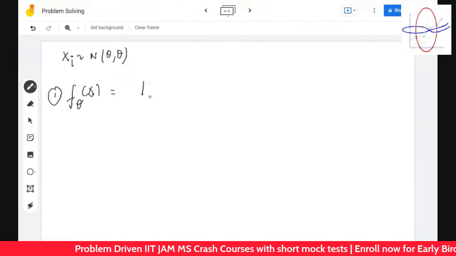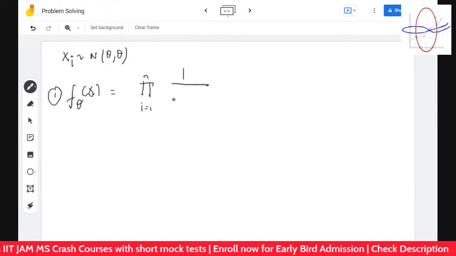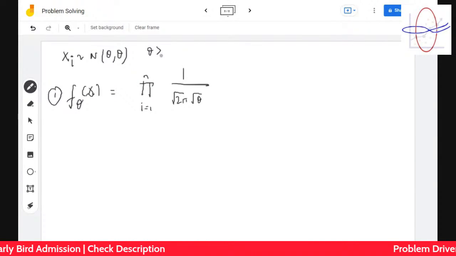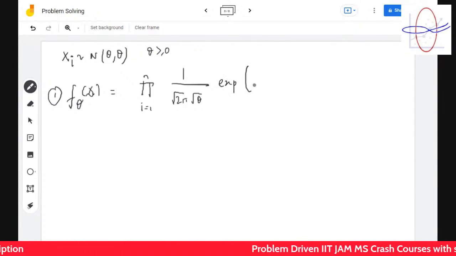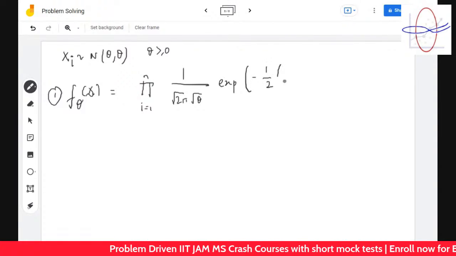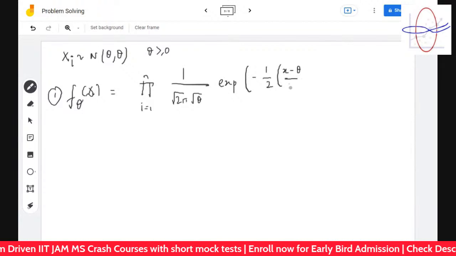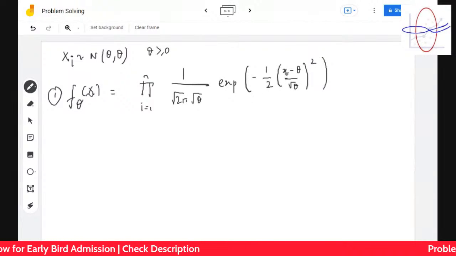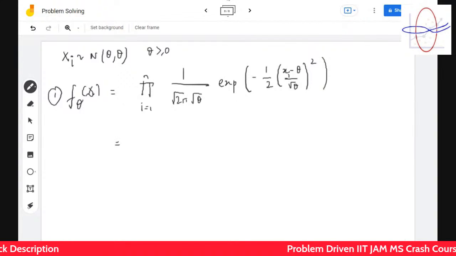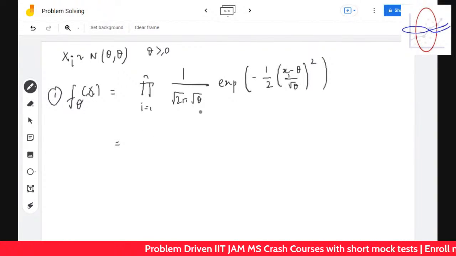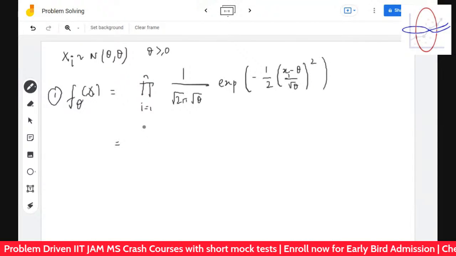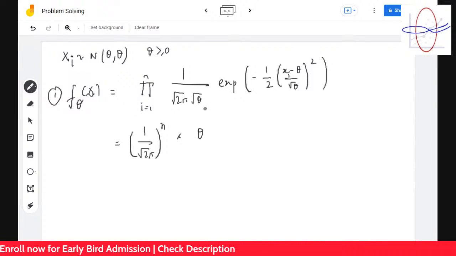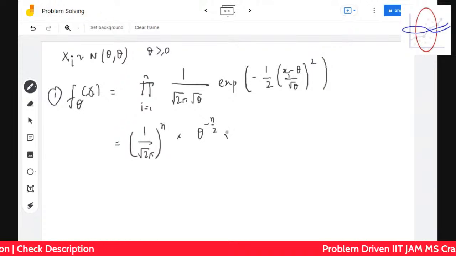So it's the product over i from 1 to n of 1 by root 2 pi root theta, theta is greater than 0 of course, exponential of minus half of (xi minus theta) by root theta, whole square. So if we multiply this, we will get the constant 1 by root 2 pi whole to the power n. This constant will be there. Then there will be theta to the power minus half, so whole to the power n will be theta to the power minus n by 2, times exponential of the summation.